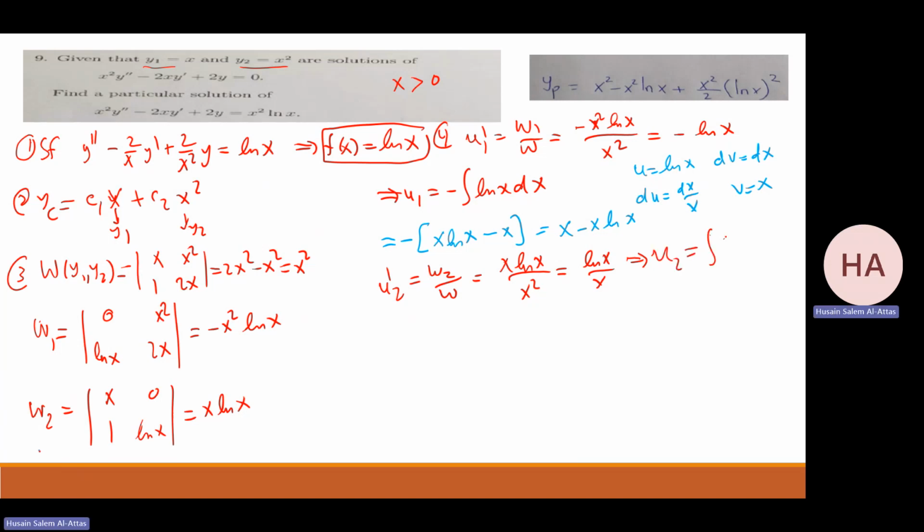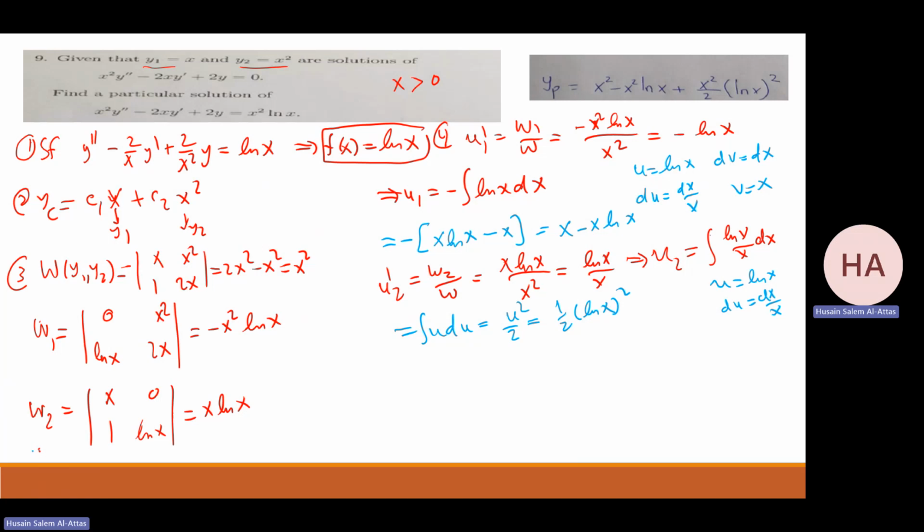The integral of ln x over x dx. How to do this? Substitution. If I put u equal ln x, du will be dx over x. So I have u du, which is u squared over 2, which is half ln x all squared.